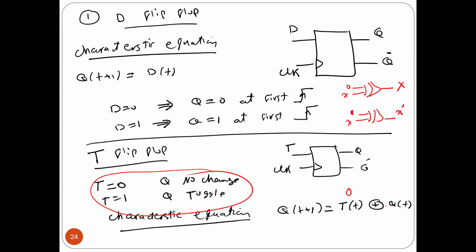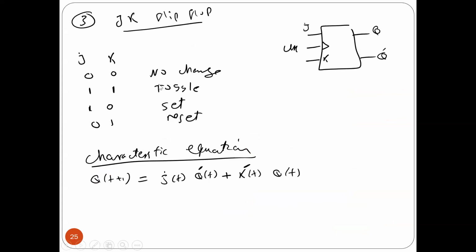So if T is equal to 0, that means whatever you have here will be the new Q. But if T is equal to 1, actually what we get here is going to be Q prime. So that's why it's a toggle. Any questions? I will give you more details about the T flip-flop, but this is like a big picture. Okay? One more thing.